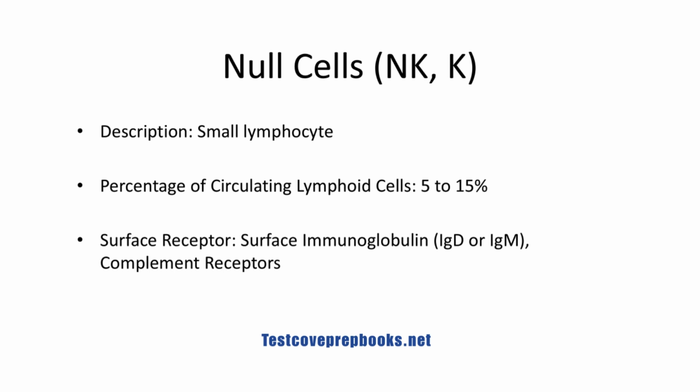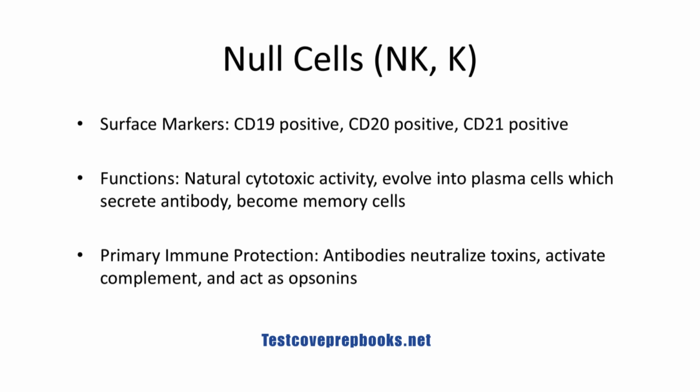Null cells, including natural killer cells, are small lymphocytes that account for about 5 to 15% of circulating lymphoid cells. They carry surface immunoglobulins and complement receptors and may share markers like CD19, CD20, and CD21. Their primary function is natural cytotoxic activity, targeting tumor cells and virus-infected cells. They also play a role in antibody-dependent cellular cytotoxicity, becoming memory-like cells in some cases.